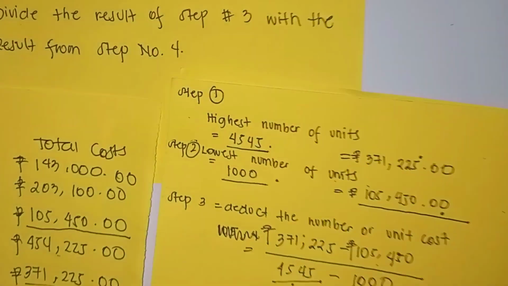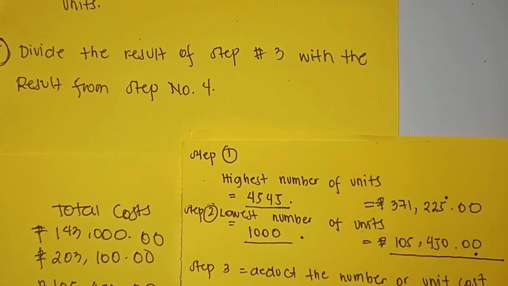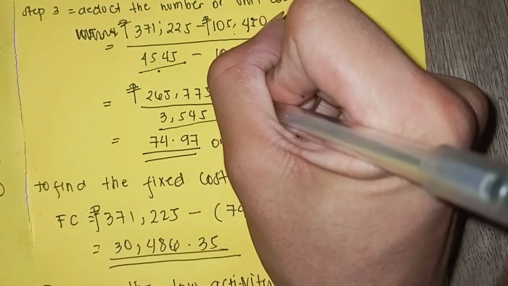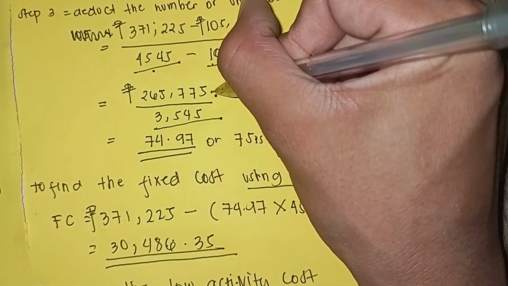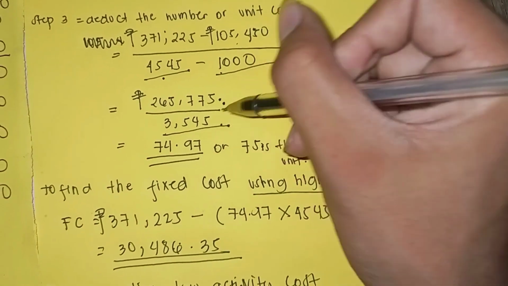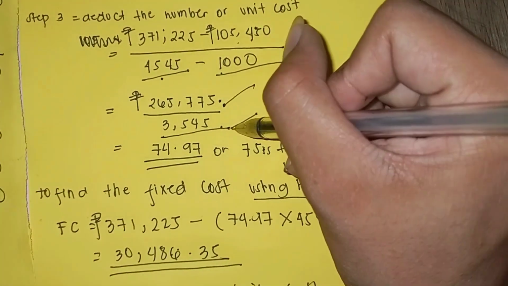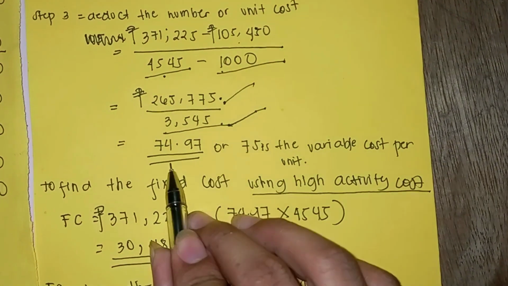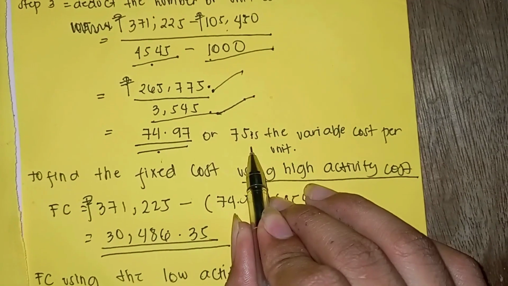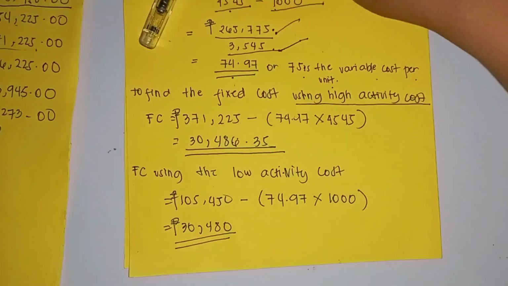And now we divide the result of step 3 with the result from step 4. So we have to divide 265,775 pesos by 3,545, where 265,775 is the cost difference and 3,545 is the units produced. So we can get 74.97, or 75, as the variable cost per unit.